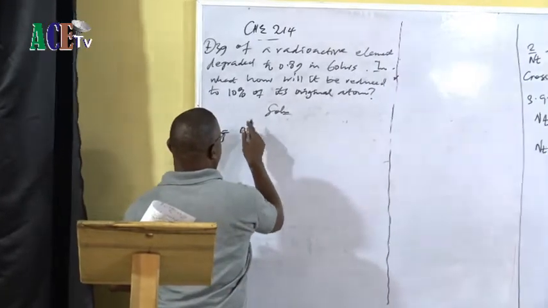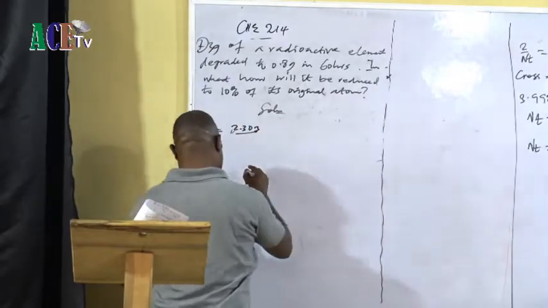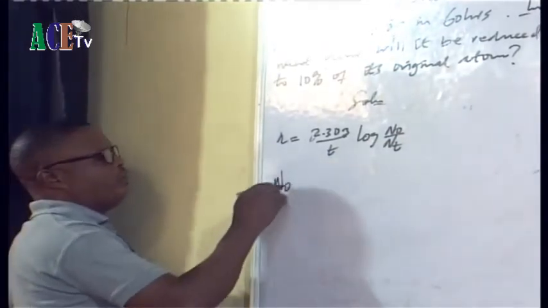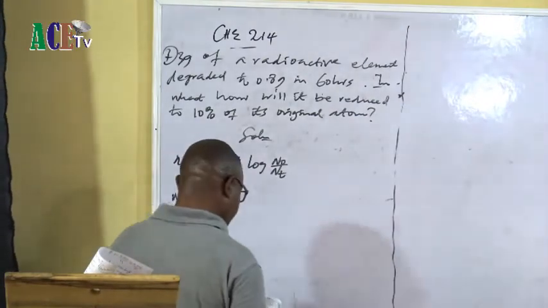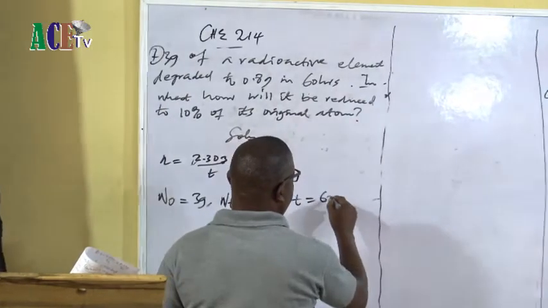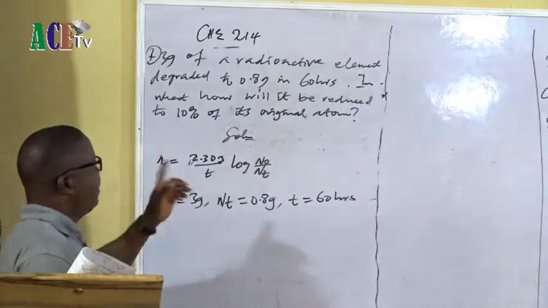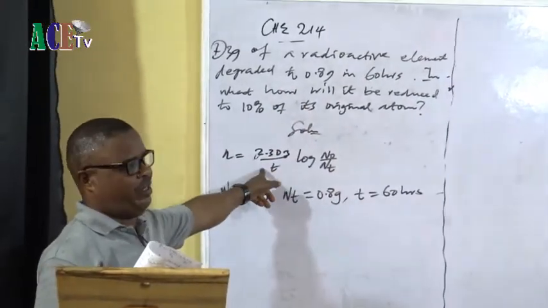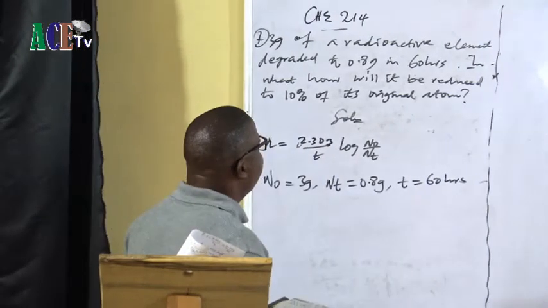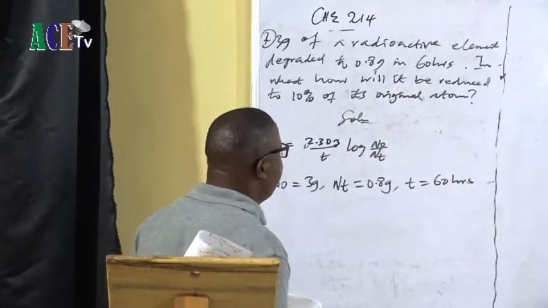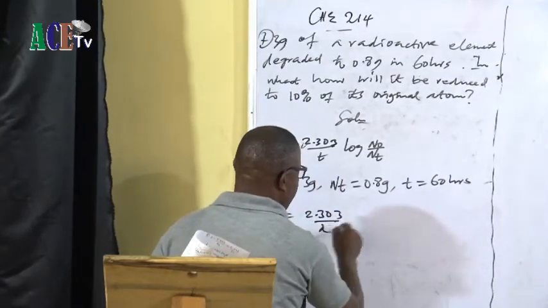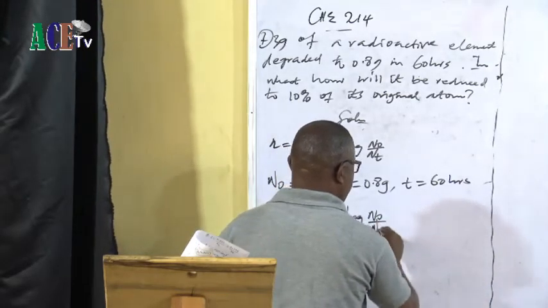Our lambda is equal to 2.303 all over T log of N naught all over NT. So here we are given N naught equal to 3 grams. NT is 0.8 gram, and our T is given as 60 hours. They said in how many hours? That means we are looking for time T. So time T is equal to 2.303 over lambda, then logarithm of N naught all over NT.